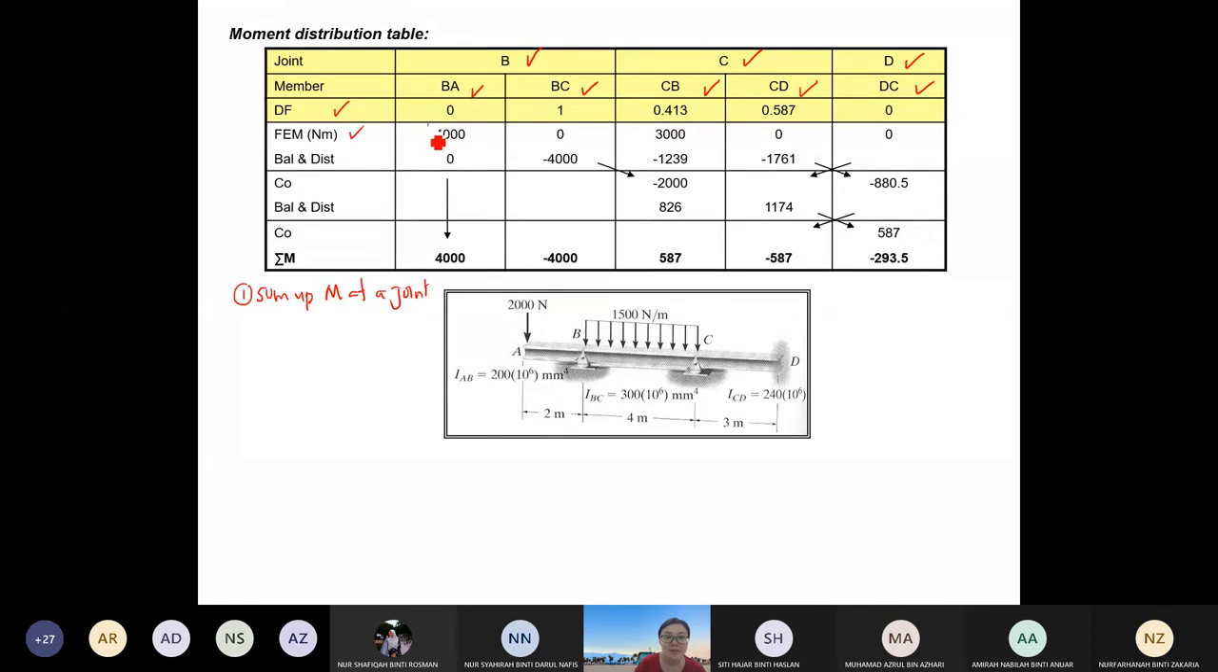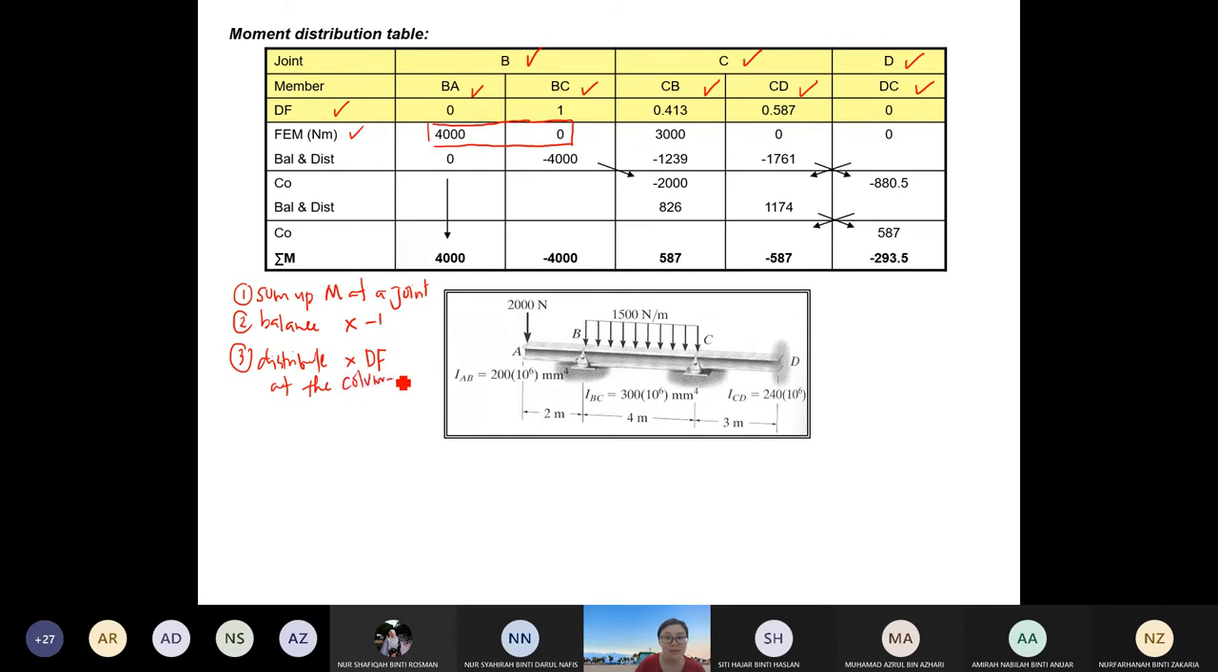Okay, which is this one? We sum up 4,000 plus zero at joint B. Then we balance by multiplying by negative one, so it becomes negative 4,000. Okay, so then we distribute by multiplying with the DF at the columns.